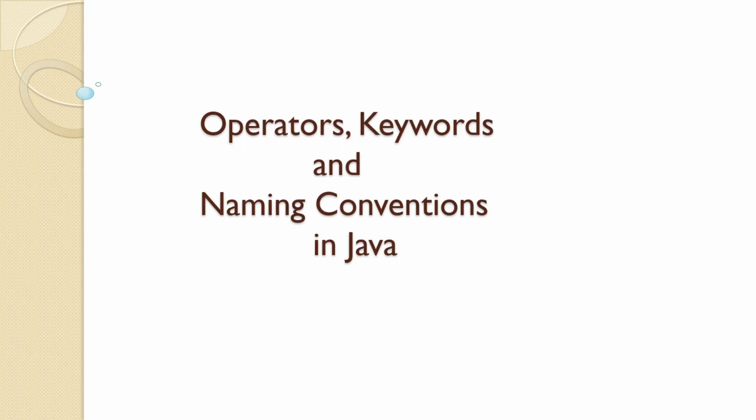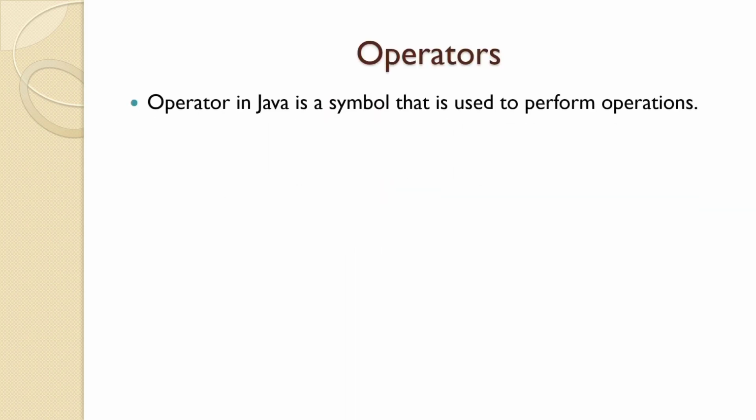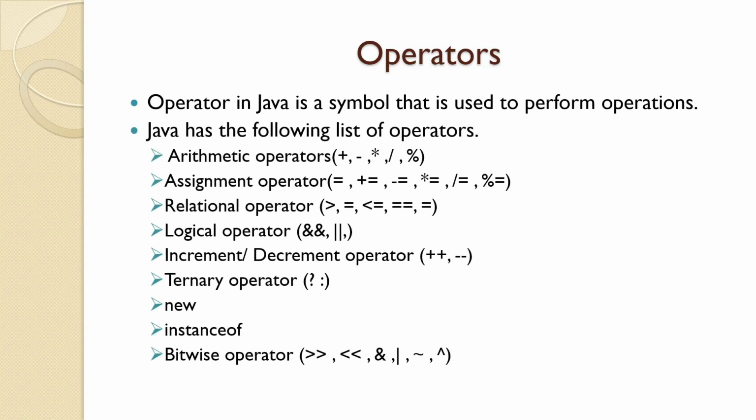Today we will discuss what are the operators, keywords, and naming conventions used in Java. So let's start. Operators in Java are symbols used to perform operations, like arithmetic operations or assignment operations. So it's basically some operation. To perform these operations, there is a set of symbols available.